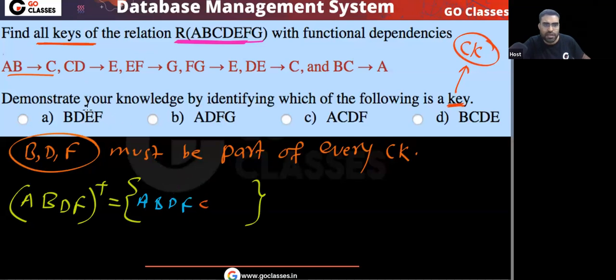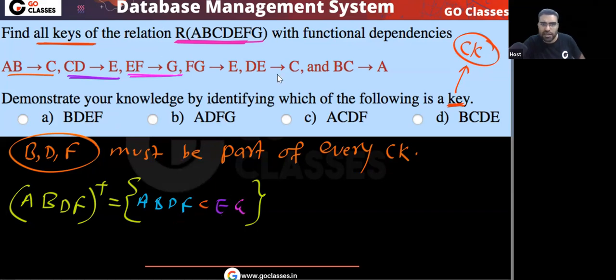CD can bring E. Yes or no? Okay, did we get everything? A, B, C, D, E, F. Okay, can you bring G also? Yes, EF can bring G. These two people, EF, can bring G.